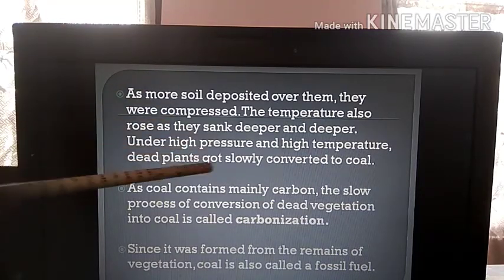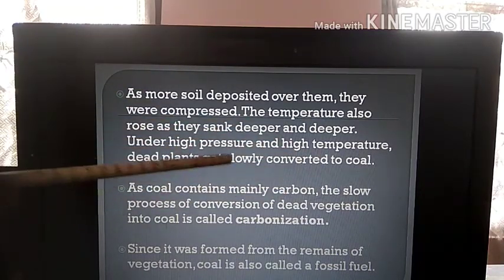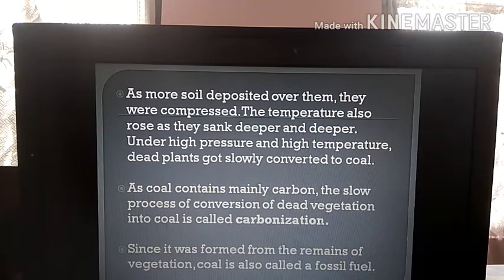So under high pressure and high temperature, these dead plants slowly got converted into coal. Due to extreme pressure and extreme temperature, the dead plants slowly got converted into rocks, and these rocks were called coal.